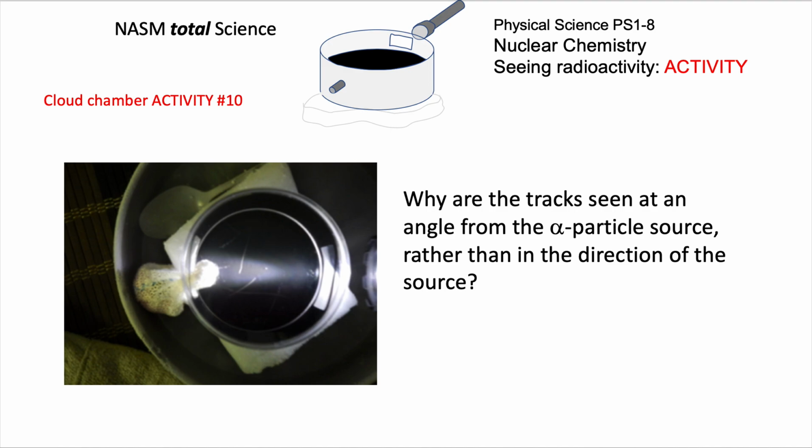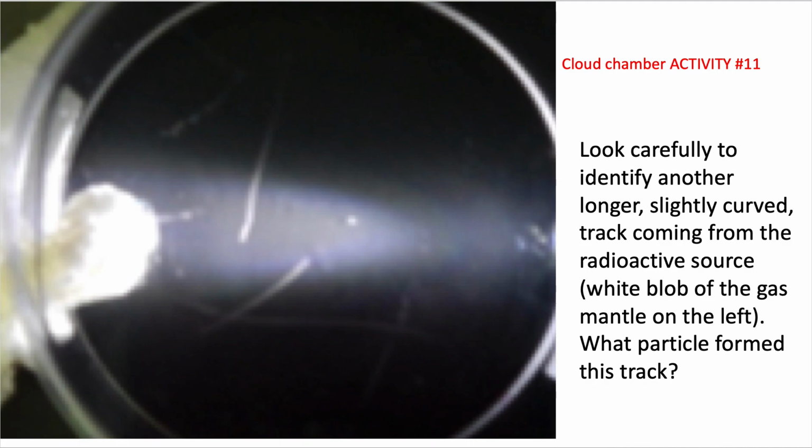Why are the tracks at an angle from the source, rather than in the direction of the source? Identify what that is as well, which may help with your answer. And pause while you do it.